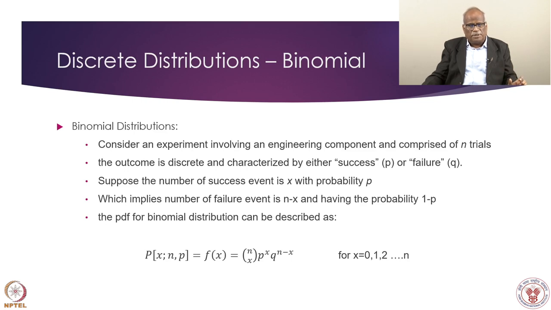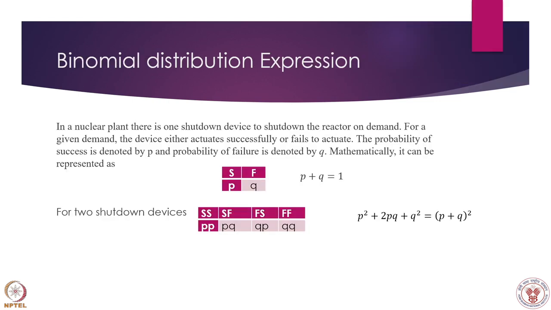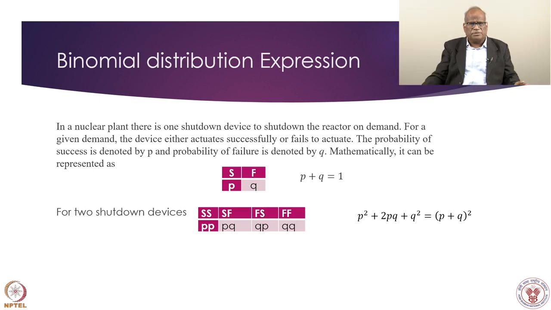Isn't it a very combinatorial logic we have used for modeling the binomial system? Now let us take a small example. We have said probability of success is p, probability of failure is q. So either the component will fail or it will succeed, so p plus q is equal to 1. So if we have a single component, we have 2 probabilities, p and q, and p plus q is 1. Now let us say we are trying to build the binomial model for this discrete distribution.